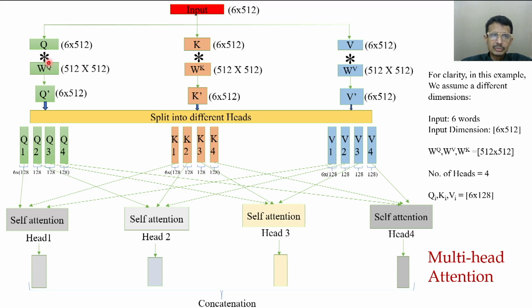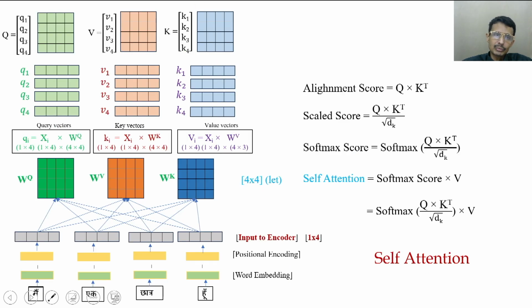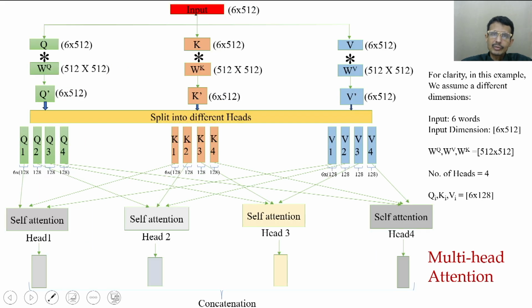And this is multiplied by WQ, and we get this Q matrix. Now K with WK, which is now 512 by 512. Initially, in the last example, it was 4 cross 4. We have just changed the dimension, as now it's 512 by 512. So the corresponding K matrix is 6 by 512.